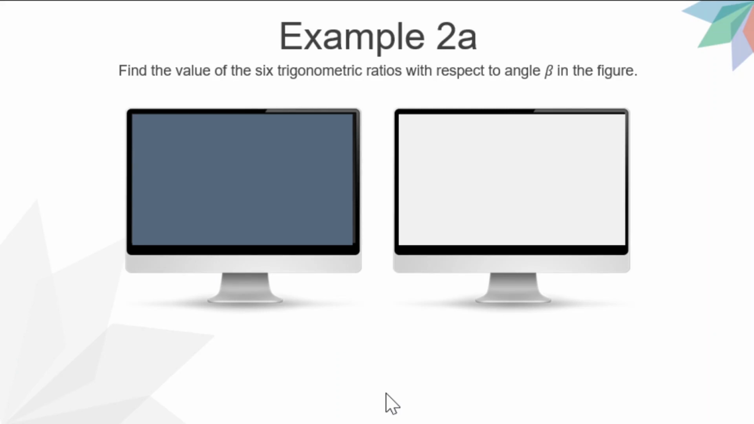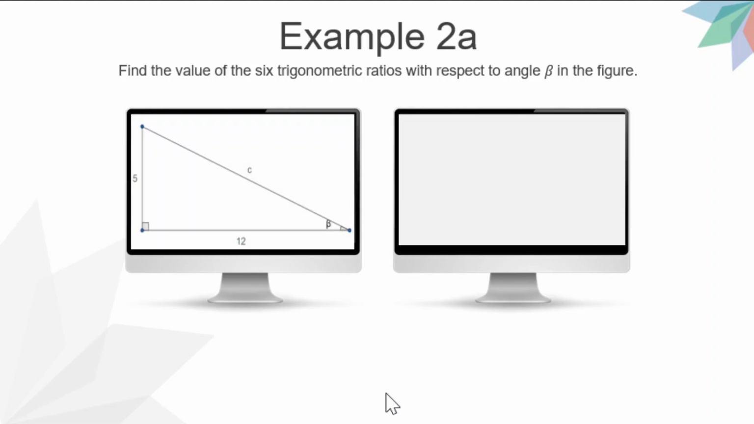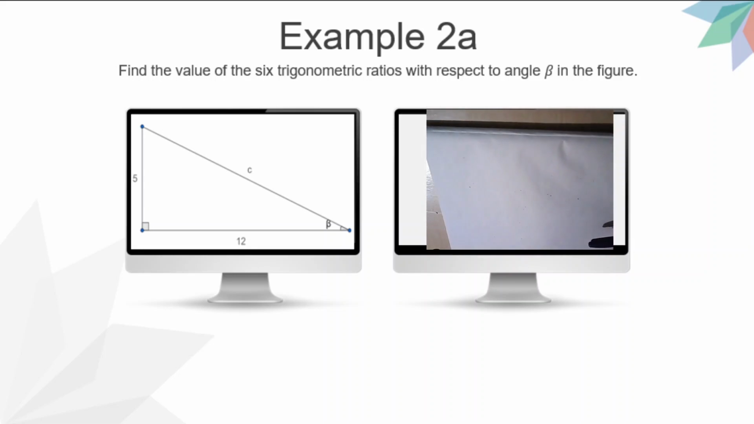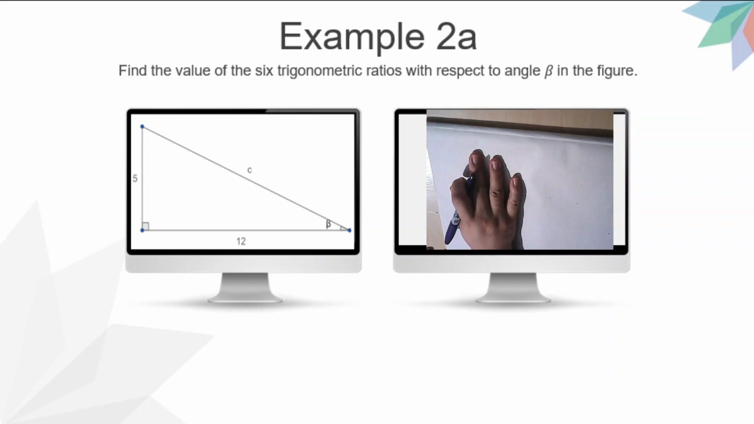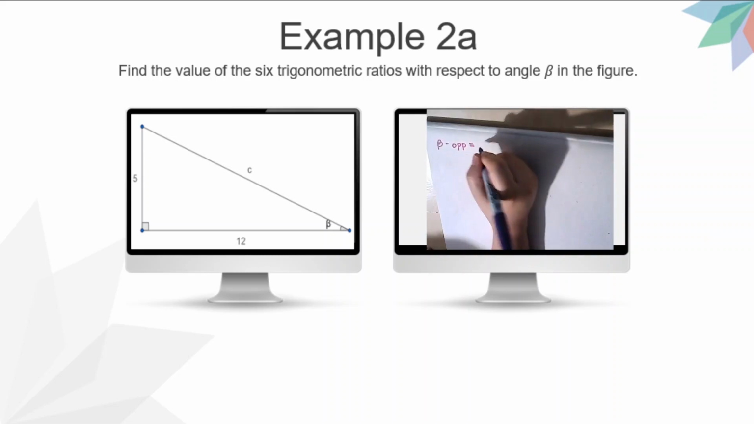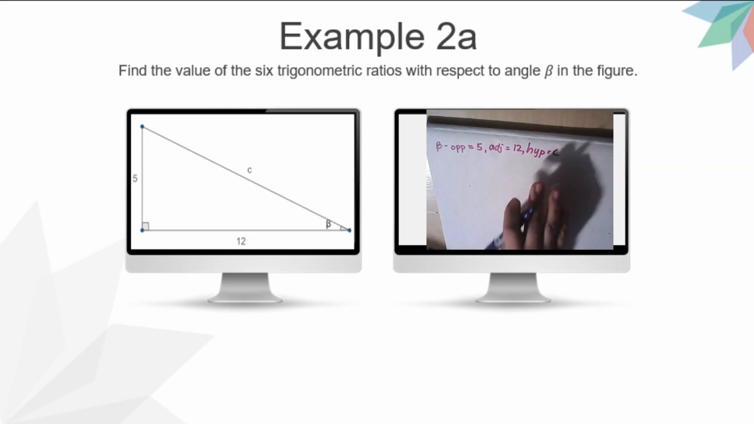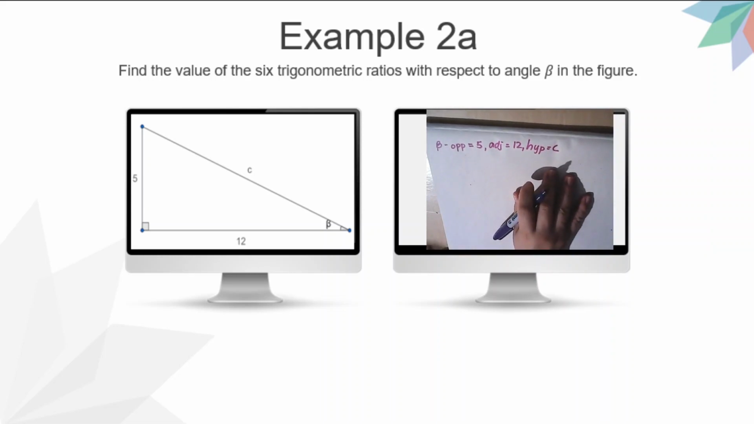Find the value of the 6 trigonometric ratios with respect to angle beta in the figure. First, we have to identify the length or the measure of the sides, opposite, adjacent, and the hypotenuse of this right triangle. The side opposite measures 5 units. The side adjacent measures 12 units. And the hypotenuse is C. So, we do not know yet the value of C. So, using the Pythagorean theorem, we need to get C.